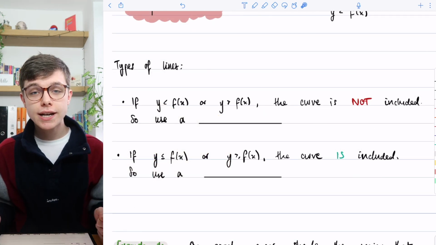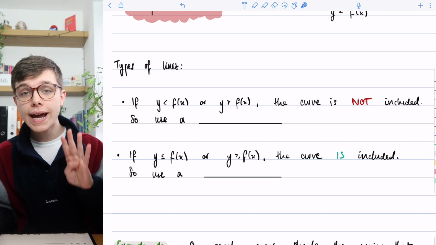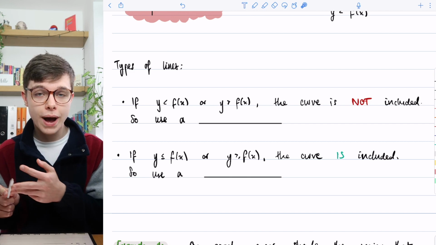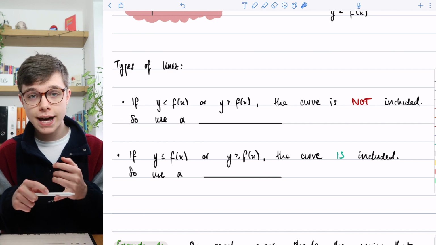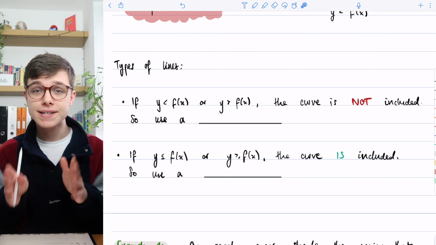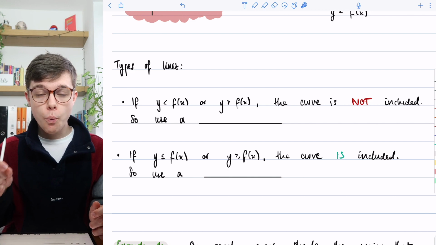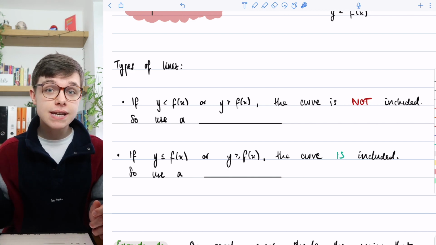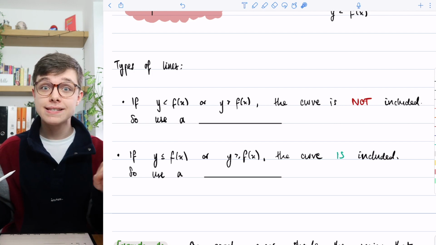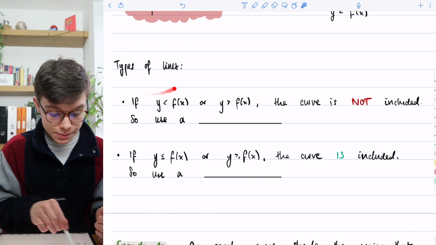Now, when we introduced inequalities a couple of videos ago, I told you that there are 4 inequalities. There's less than, greater than, and then there's the equal versions of those as well: less than or equal to, and greater than or equal to. When you're sketching regions or sketching inequalities, it's really important that you use the correct line. We use 2 different types of lines to differentiate between an equal inequality or just a less than or greater than inequality. So there's 2 types of lines.